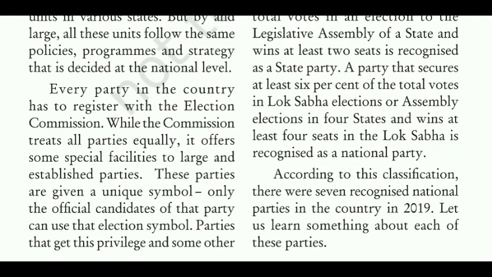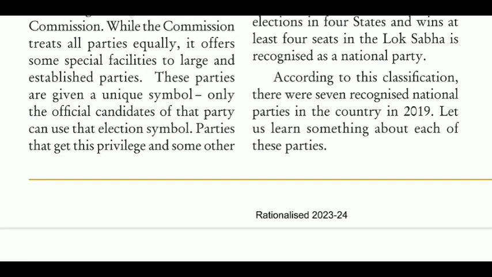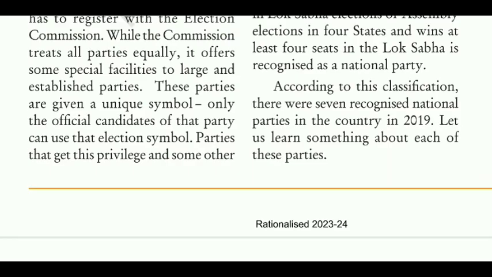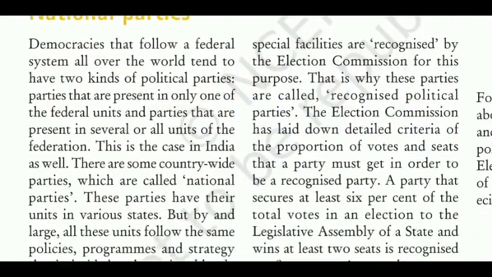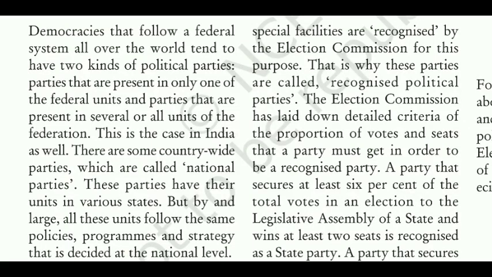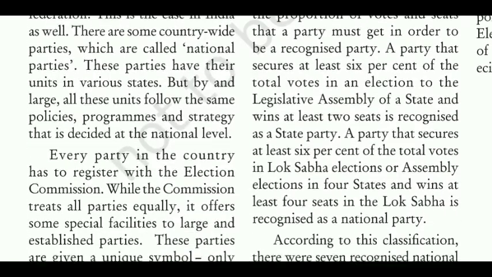Every party in the country has to register with the Election Commission. While the Commission treats all parties equally, it offers some special facilities to large and established parties. These parties are given a unique symbol. Only the official candidates of that party can use that election symbol. Parties that get this privilege and some other special facilities are recognized by the Election Commission for this purpose. That is why these parties are called recognized political parties. The Election Commission has laid down detailed criteria of the proportion of votes and seats that a party must get in order to be a recognized party.